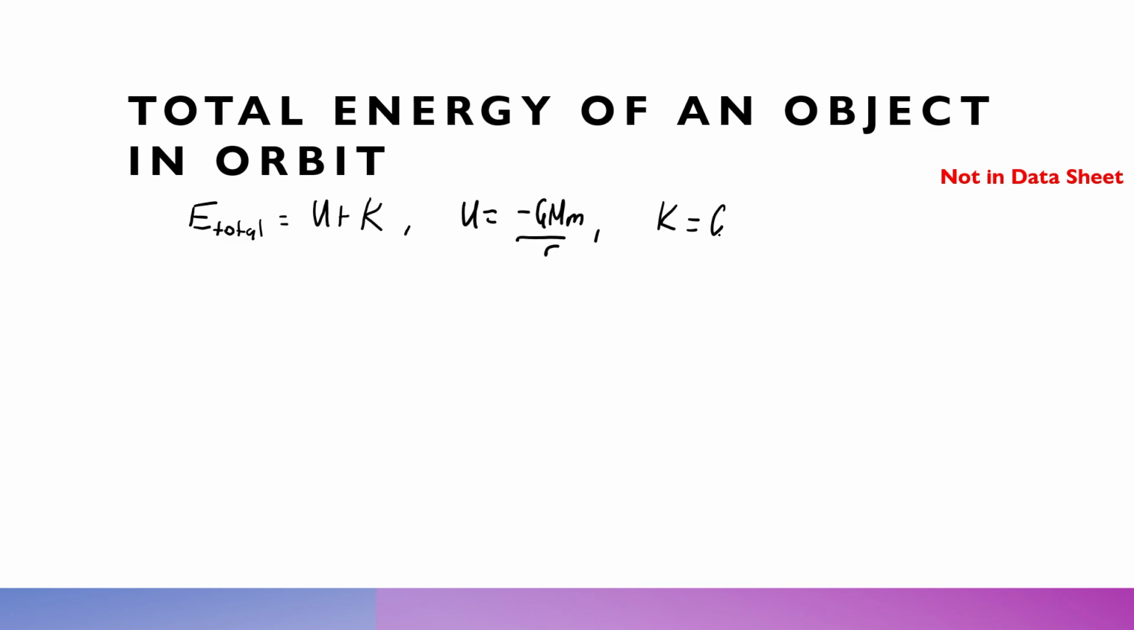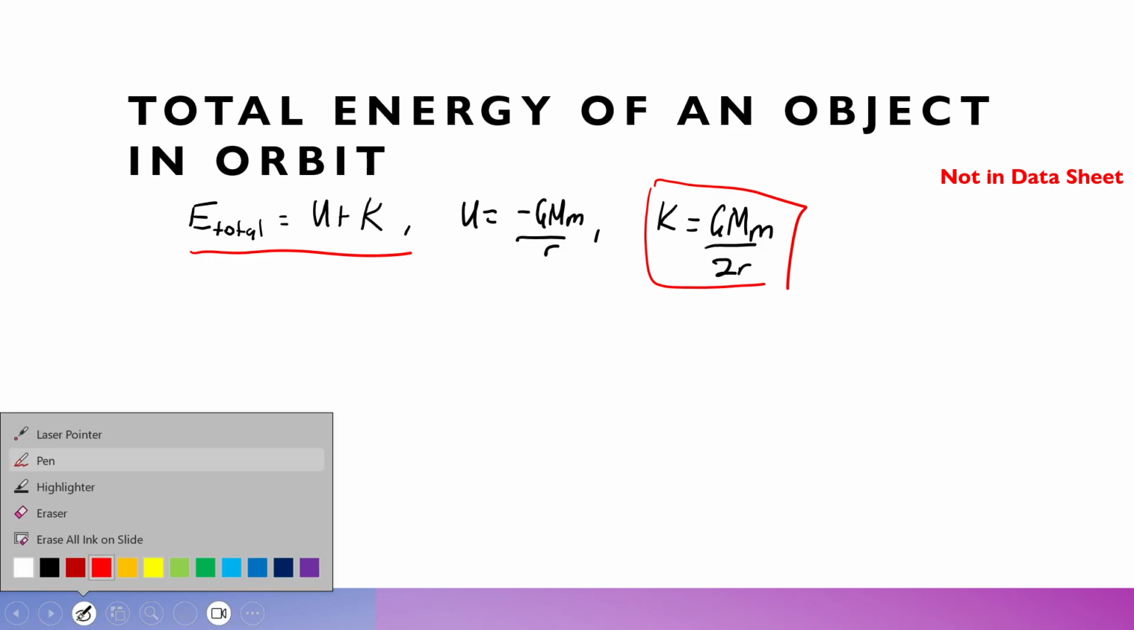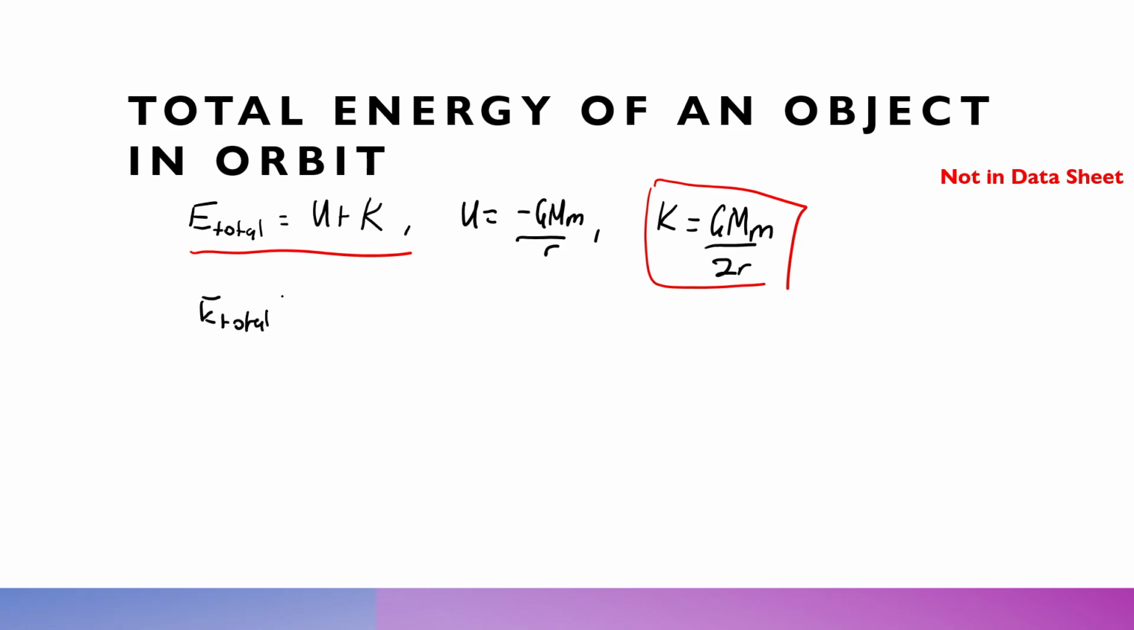The formula for potential energy is in your data sheet, but again, our kinetic energy formula is not, nor is our total energy, but at least that one's pretty easy to remember. It's simply, by definition, the total energy is the sum of the potential and kinetic energies. We can write a little bit more of an in-depth expression for total energy by substituting in the U and K expressions. We can simplify this expression further by adding the two fractions.